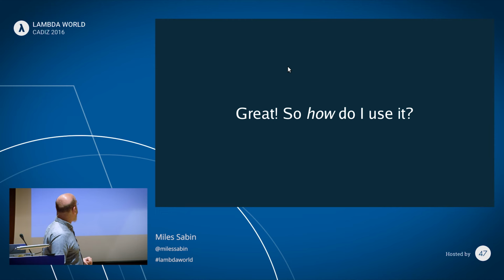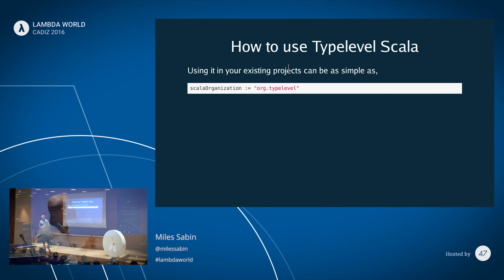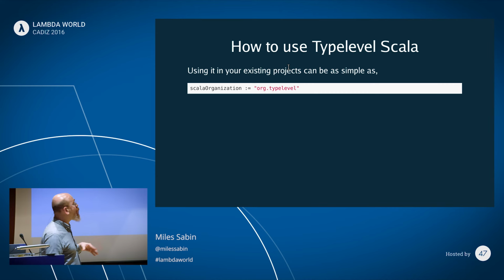Okay, so how do you use it? You just do that. That's it. At the moment, add that to your SBT build and you're done. I had to do quite a lot of work in SBT to make it work quite that smoothly. Scala organization has been around for a while. It wasn't introduced for Typelevel Scala, it was introduced for Scala virtualized. However, there was a whole bunch of bugs in it, which, because basically it was hardly used, no one had ever run into. But anyway, that is the current state of play.